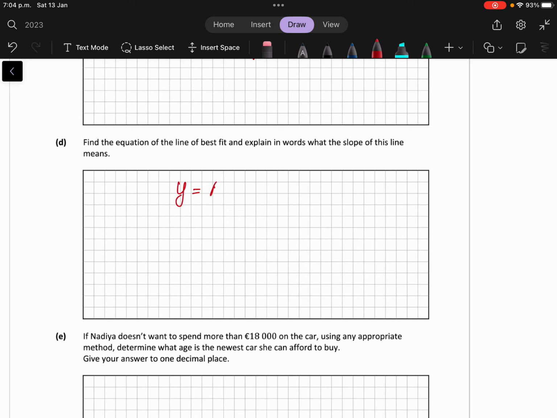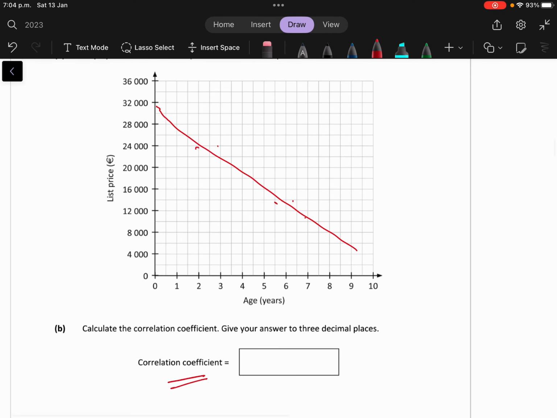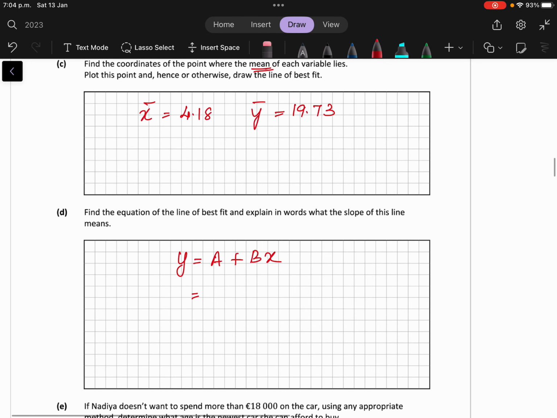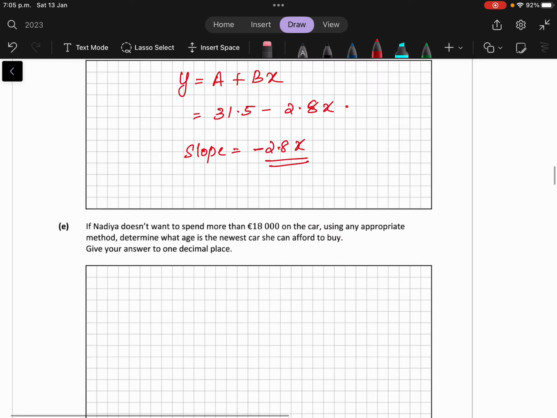So that is y is equal to a plus bx, and that will be noted down as y = 31.5 − 2.8x, and the slope is equal to −2.8. The slope means that for every additional year of the age of the car, the value of the car drops by 2800, because that is the value which is displayed.